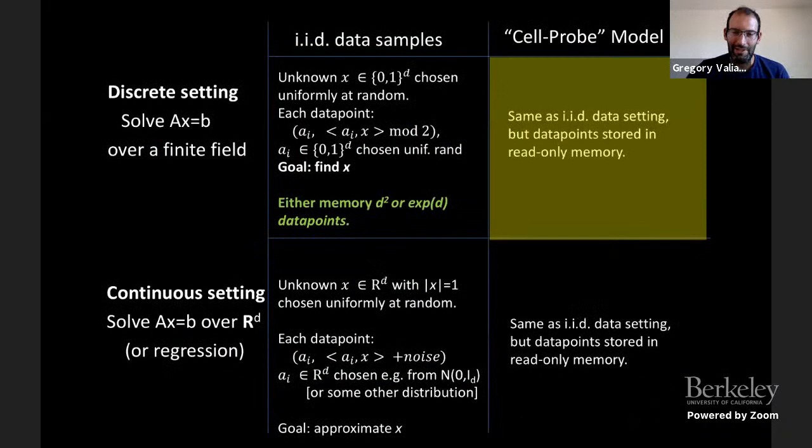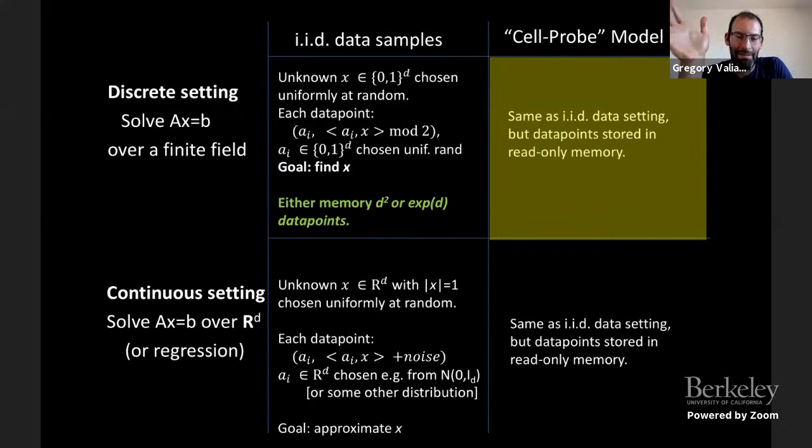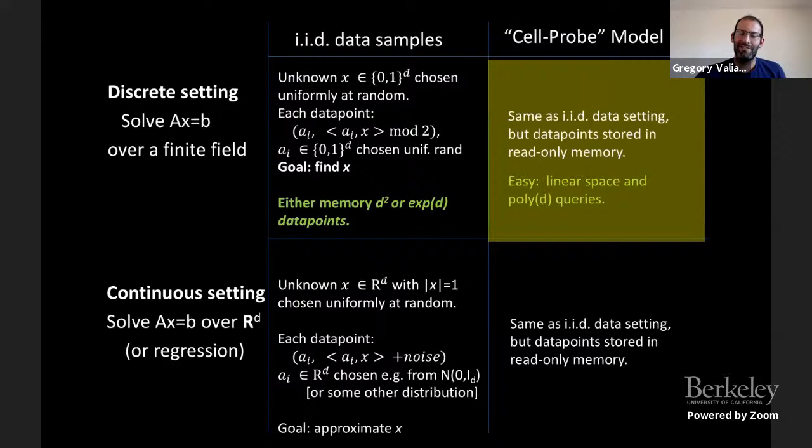Okay, so let me very briefly talk about what happens in the cell probe setting. In the cell probe setting, suppose we have order D examples in this read-only memory, then it turns out that it's pretty easy to solve this, even with just linear space and a polynomial number of queries. Basically this follows from the fact that there are nice circuits, nice formulas for any coefficient of the characteristic function of a matrix. So if I give you some formula in terms of the entries of this read-only memory, you don't need very much read-write memory to evaluate this formula, because you can just recompute.